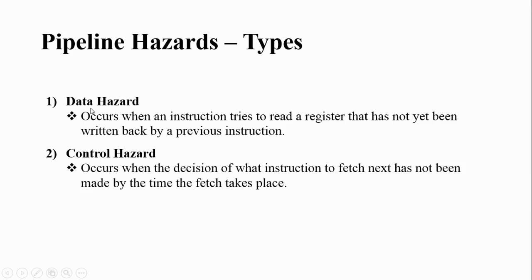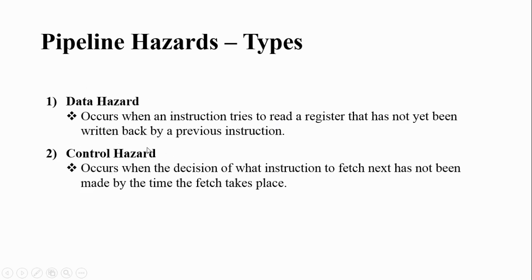Then these are the two broad categories of pipeline hazards. One is known as data hazard. Data hazard is what we discussed now. It occurs when an instruction tries to read a register, but that register is not yet written by the previous instruction. So before the result is generated, you are going to read from that register. That is known as data hazard.